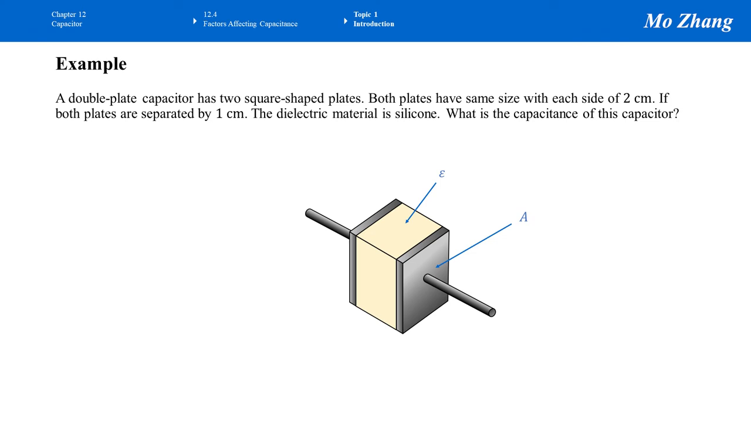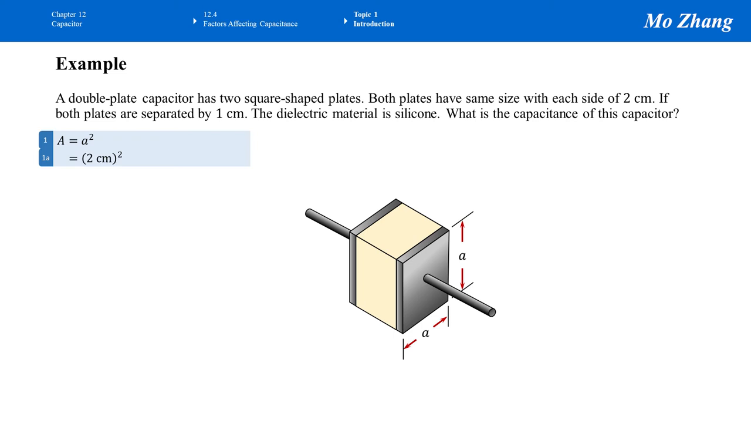So we know each plate is a square-shaped plate. We can find the area of a single plate. We know the formula for finding the area of a square is side times side. So A, the area of the square, is a squared, where a is the length of a single side. Plug in the numbers, equal to 2 centimeters squared.